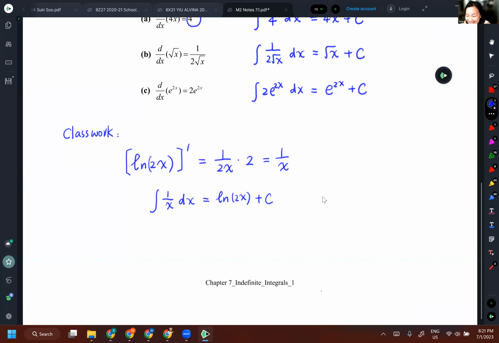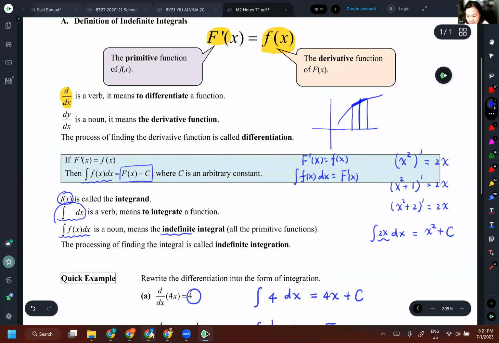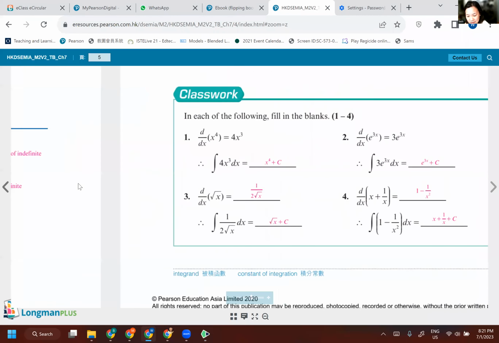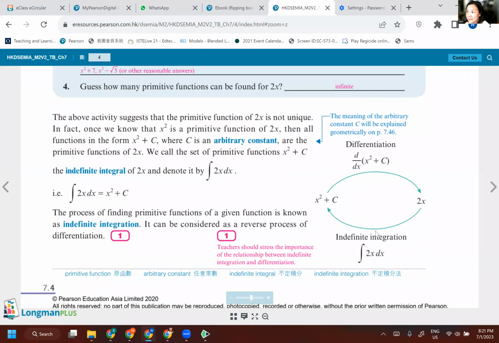I hope that's easy. Anyway, that's the concept. If you go to the textbook, you can see it's just one page. Basically, this diagram shows you the relation between differentiation and indefinite integration. That's it. Let's look at the second part.